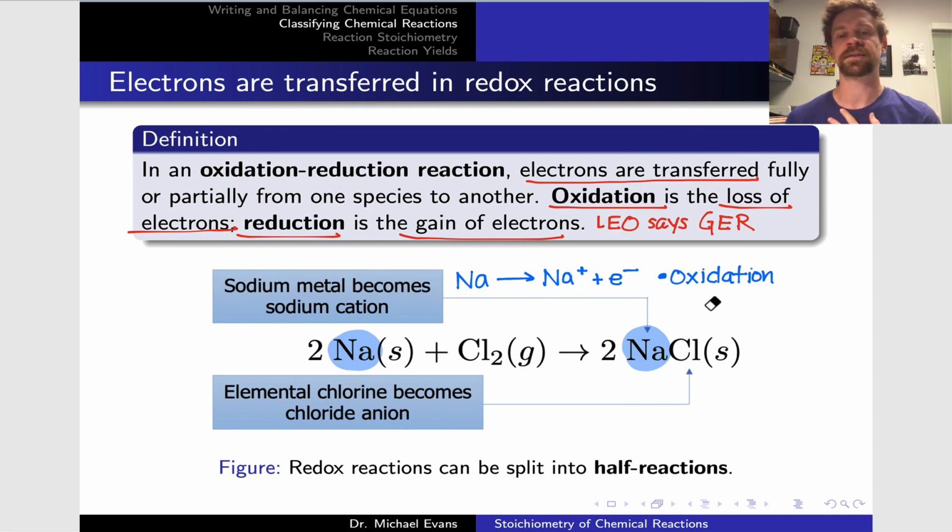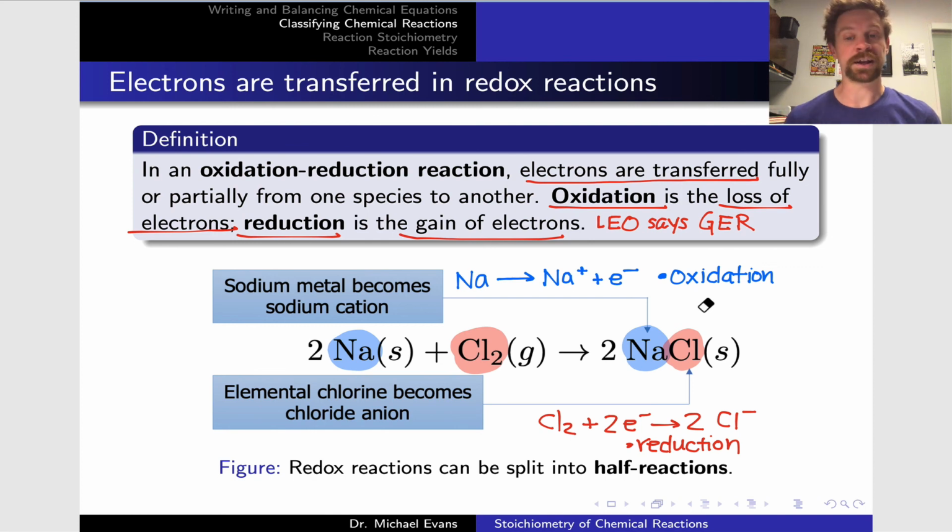Losing electrons is oxidation. On the other side, the Cl2, which is more or less neutral chlorine atoms in the chlorine molecule, becomes Cl-. And so the Cl atoms are gaining electrons. Cl2 is gaining 2 electrons to form 2 Cl-, and this is a reduction process. So oxidation-reduction reactions are characterized by these kinds of changes in charge due to the transfer of electrons from one molecule or atom or ion to another.